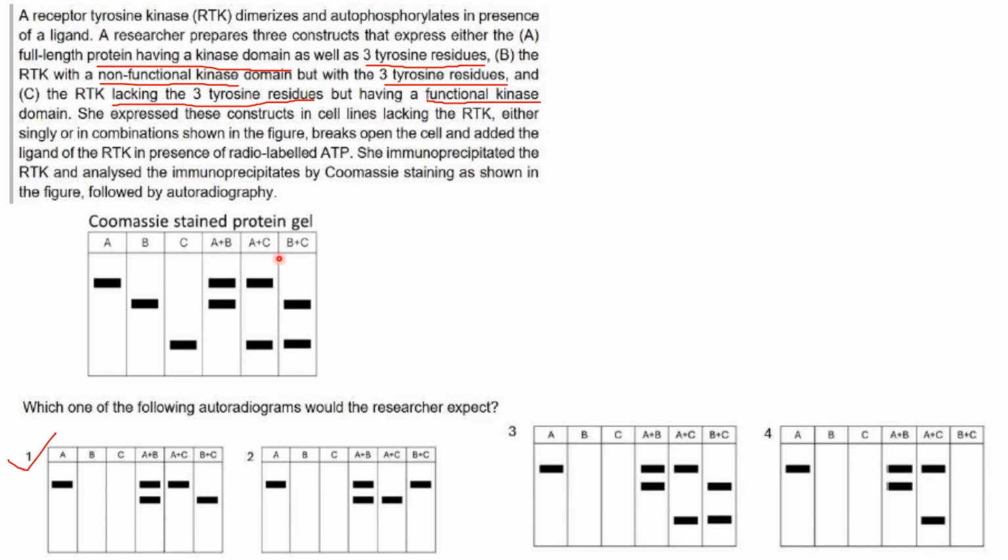Now see B and C. B plus C, B has the non-functional kinase and 3 tyrosine residues. C is lacking the 3 tyrosine residues but having functional kinase. So the functional kinase of C will phosphorylate the 3 tyrosine residues of B, giving a B band in the autoradiograph. But C band will not be present because it is lacking the tyrosine residue. So no place for the kinase to phosphorylate. So B band will be observed, but C band will not be observed. So 1 is your answer.